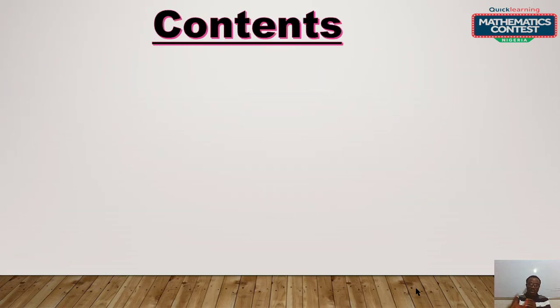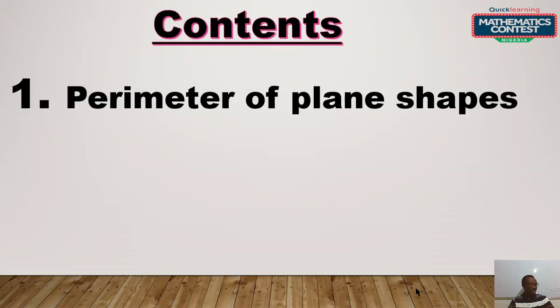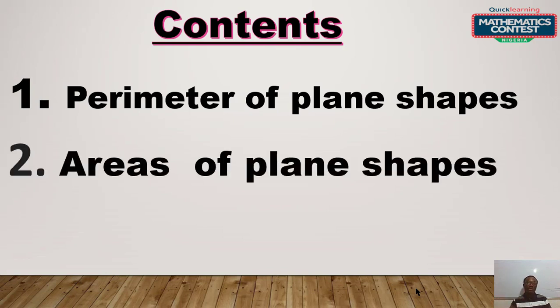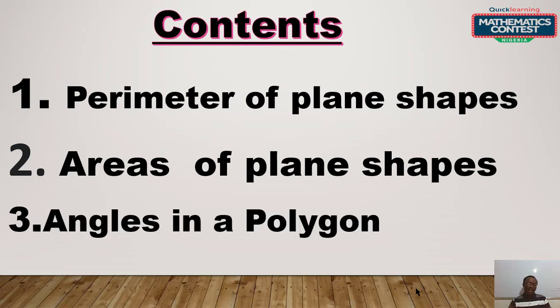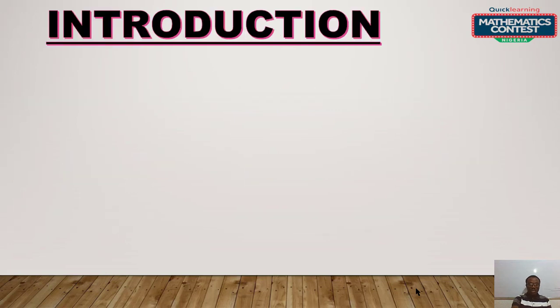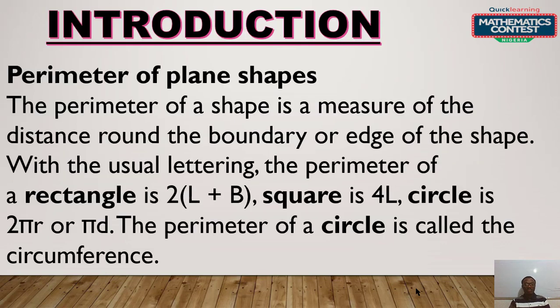The next thing we want to consider is the content of this lesson. The first one we'll be considering is the perimeters of plane shapes. The second thing is the areas of plane shapes. And lastly, we want to consider some angles in polygons. So let's get started with the first one, perimeters of plane shapes.